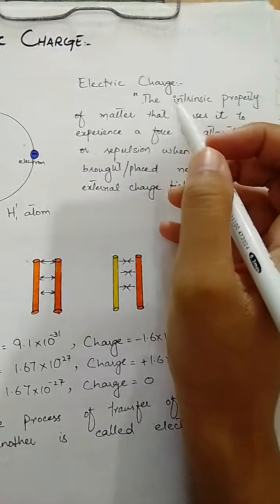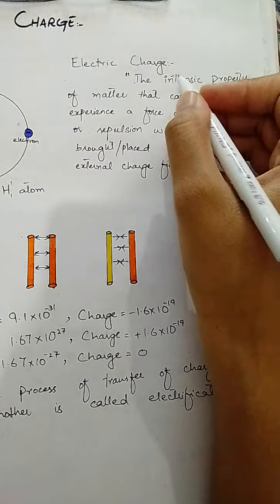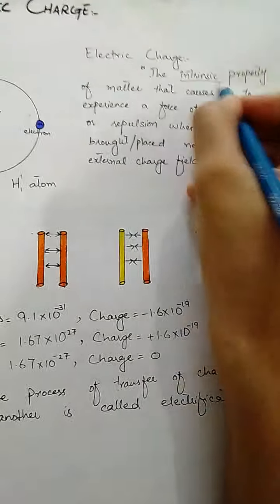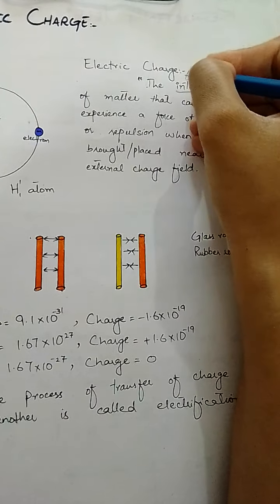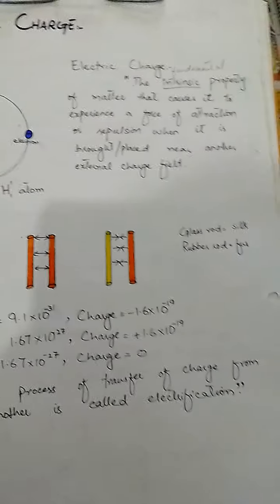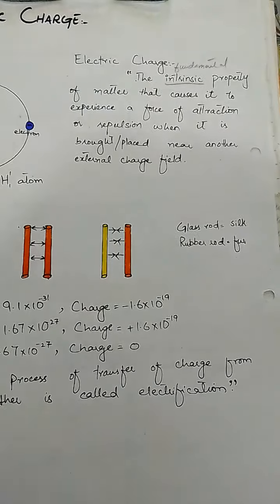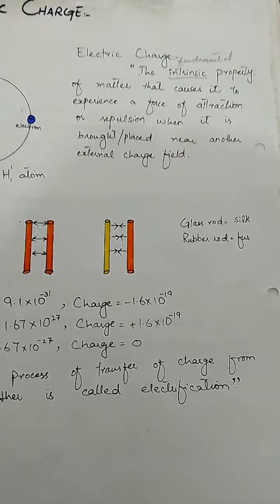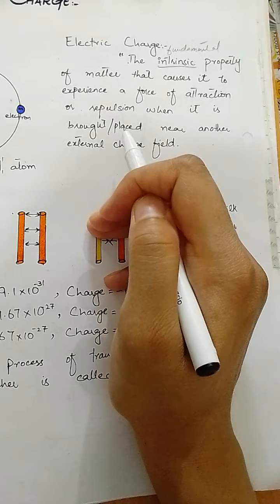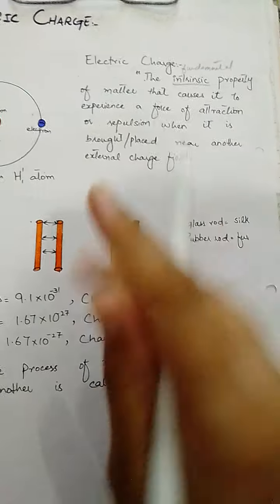So it is the intrinsic property of matter. Intrinsic just means that it's the basic property, okay? It's one of the most fundamental. Intrinsic means fundamental, okay? So electric charge is the intrinsic property of matter that causes it to experience a force of attraction or repulsion when it's brought or placed near another external charge field.